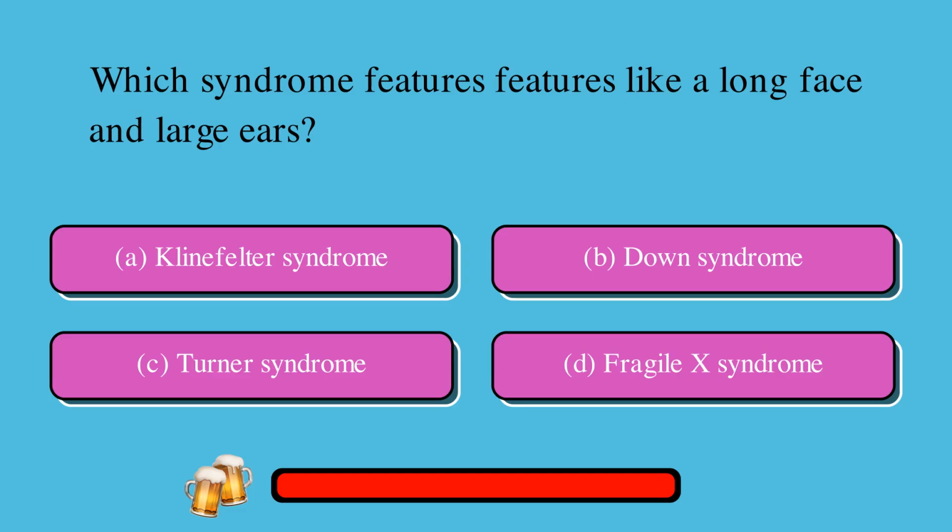Which syndrome features a long face and large ears? A. Klinefelter syndrome, or B. Down syndrome, or C. Turner syndrome, or D. Fragile X syndrome? The correct answer is D. Fragile X syndrome.